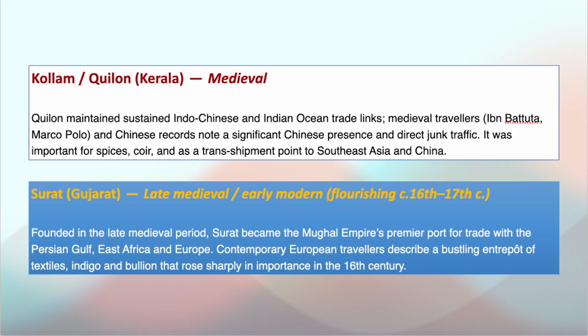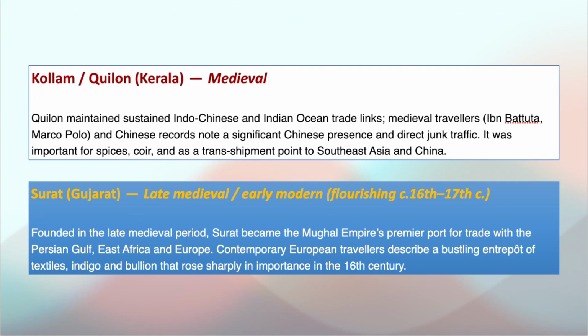Going ahead, we have the port of Kollam, which maintained Indo-Chinese and Indo-Indian Ocean trade links. Medieval travelers also record this particular port and note a significant Chinese presence and direct traffic in this port. It was important for spices, coir, and as a transshipment point to Southeast Asia and China.